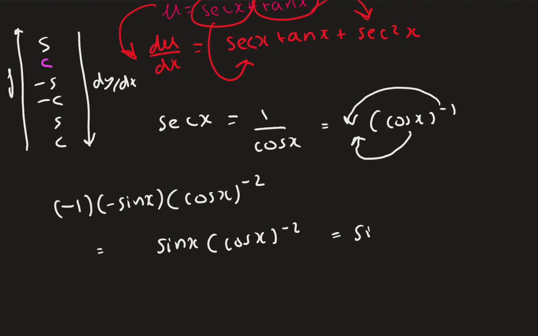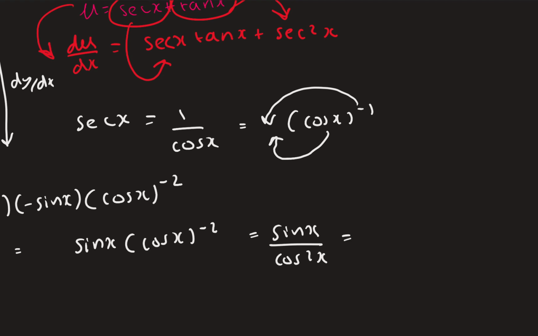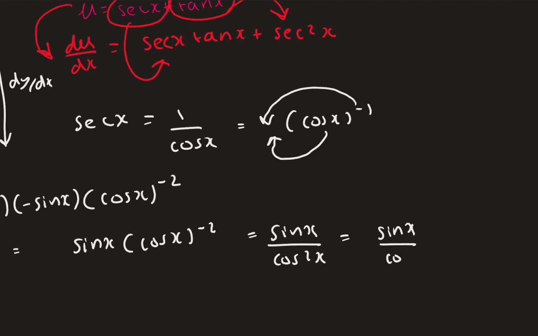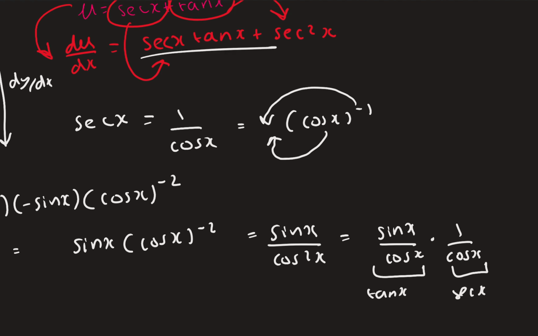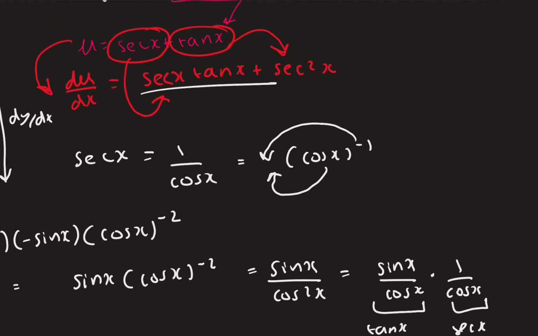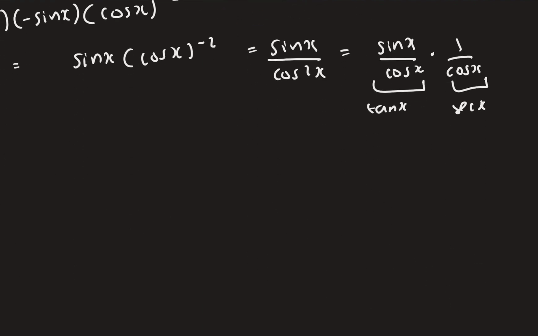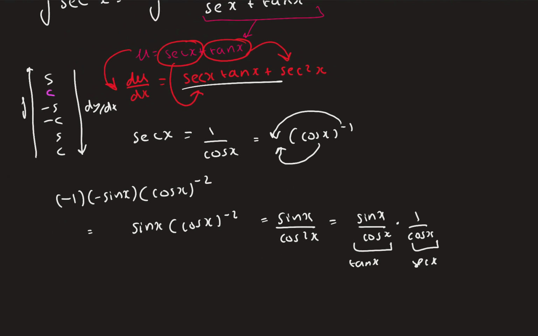And then you can say that's sine x over cos squared x. Now that is equal to sine x over cos x times 1 over cos x. And this is obviously tan x, and this is sec x. Hence we've got this sec x tan x plus the derivative of tan x, which is obviously sec squared x. Right, so let me just remove all of this.